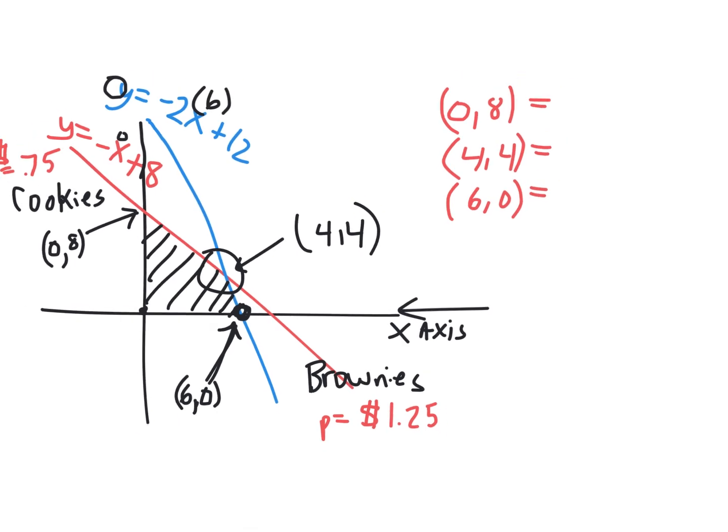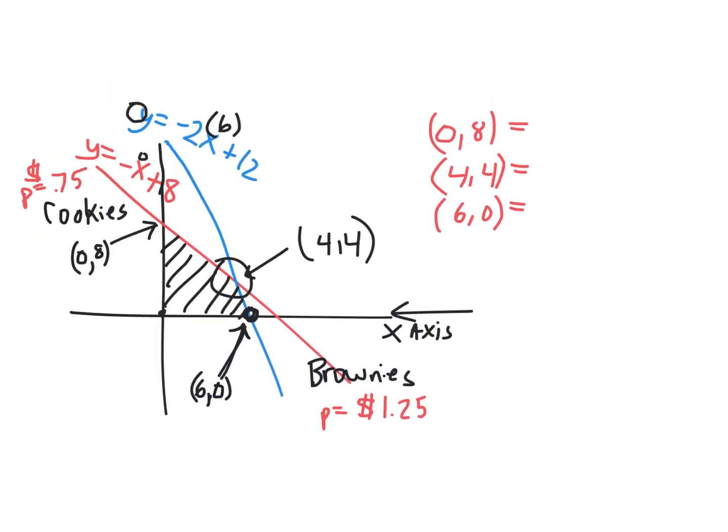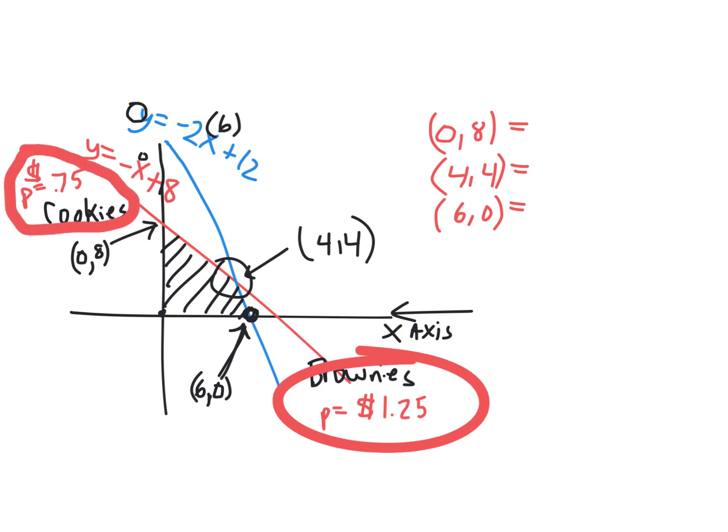And then you're going to ask the kid next to you if you don't understand what's going on. Brownie profit is there. Cookie profit is there. I'll pause. All right, we're running short on time. Jackson, can you tell me what 0, 8 got you? 0, 8 would get me $6. $6. I believe he's correct. Anybody else get 6? Because it was 0 X profit, and there were 8 Y's, 8 times 75 cents.